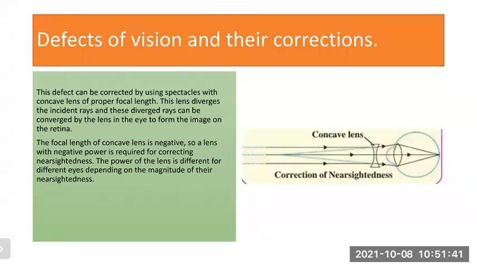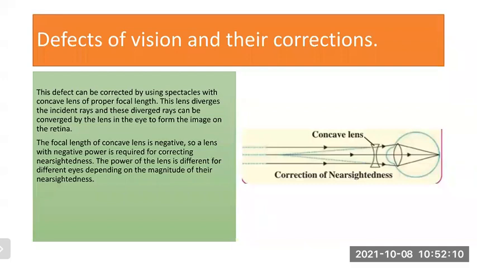Now, how to correct this defect? This defect can be corrected by using spectacles with a concave lens of proper focal length. We can use the concave lens of proper focal length, as you can see in the diagram. The concave lens is placed in front of the eyes.